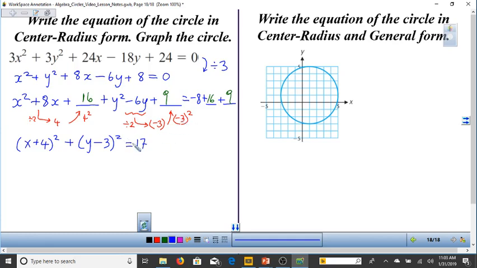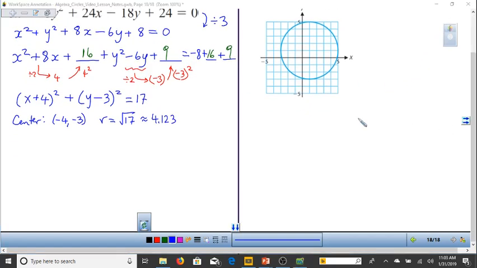The center of the circle is -4 comma -3, and the radius of the circle is the square root of 17, which is just over 4. It's approximately 4.123. And so I'm just going to do a little shortcut here. I'm going to do a little sneaky, and I'm going to draw my graph.